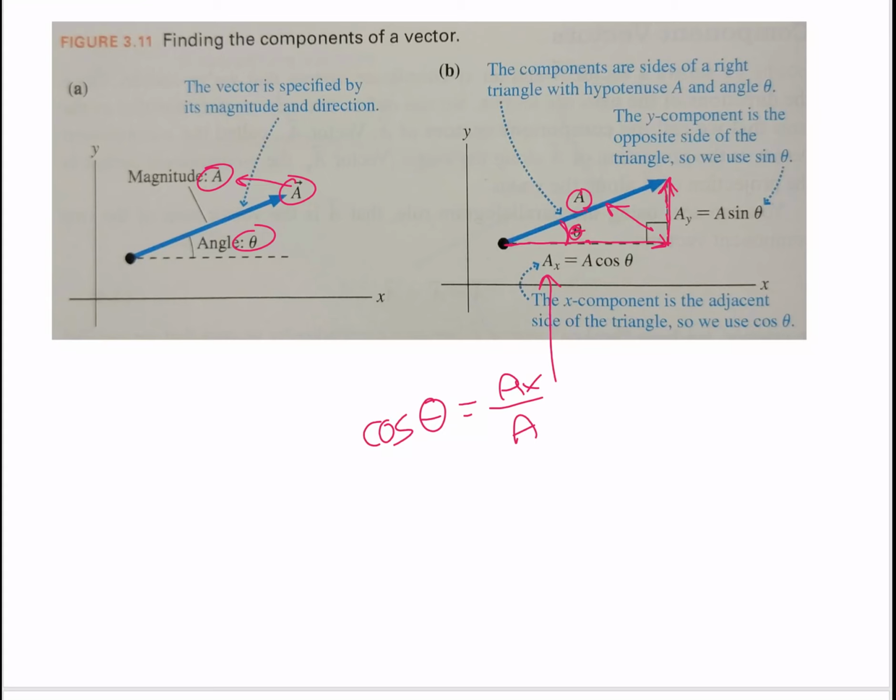Now, if I want to find a sub y, my reference angle theta is sitting right there that I scribbled all over, and a sub y is across from it, so that's the opposite side, and I know the hypotenuse, the original vector a, so I would use sine. Sine theta equals the opposite side, a sub y, over the hypotenuse, which is a. And now if I want to solve for a sub y, I multiply both sides by a, and I wind up with that formula right there. That's where those come from. Okay?